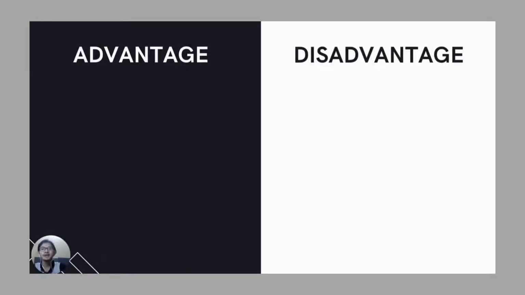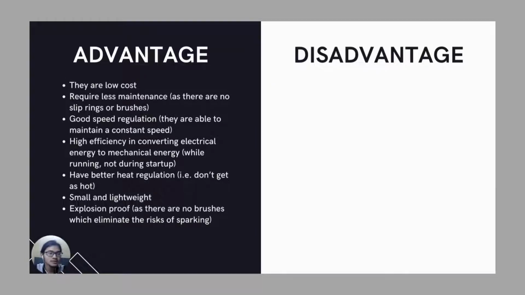Next, I would like to talk about the advantages and the disadvantages of the squirrel cage induction motor. As you can see here, the advantages are low cost, and it requires less maintenance as there are no slip rings or brushes. It also has good speed regulation because it is able to maintain a constant speed, and high efficiency in converting electrical energy to mechanical energy while running, not during startup. It has better heat regulation, as you can see before, it has a fan, so it doesn't get as hot. It is small and lightweight, and explosion proof as there are no brushes, which eliminates the risk of sparking.